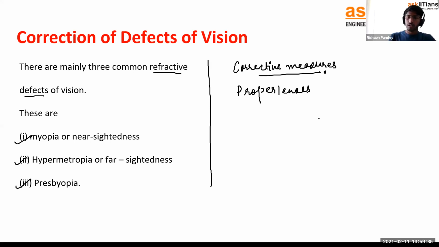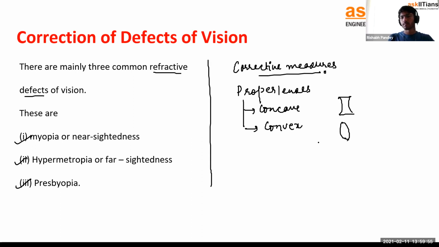If you remember, there are two kinds of lenses. We must have studied this before in the case of light, that is concave and convex. If I talk about concave, it looks like this, and convex looks like this. If it is a concave one, then obviously the focal length has to be negative, and in this case the focal length has to be positive.